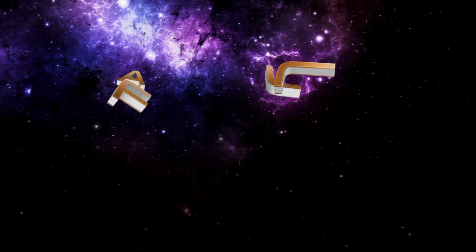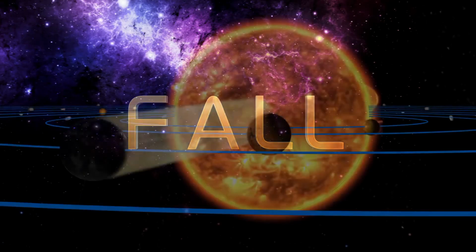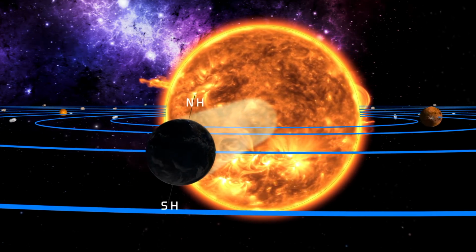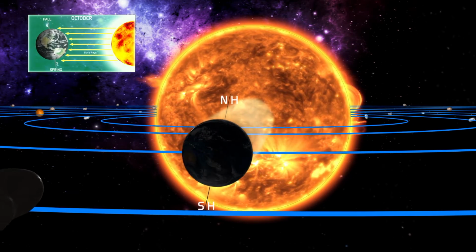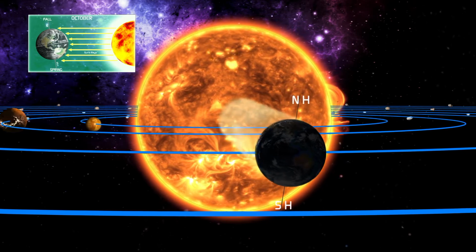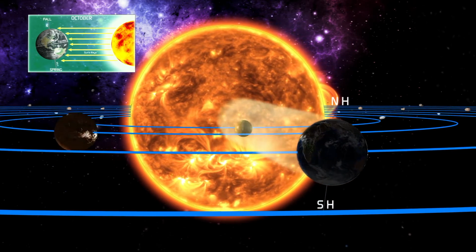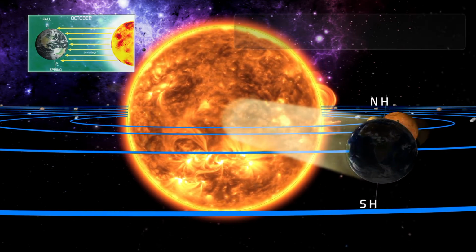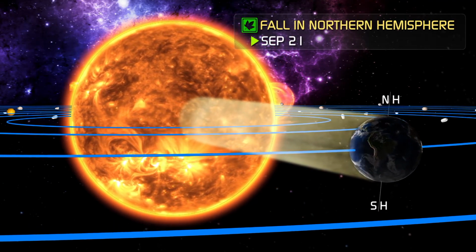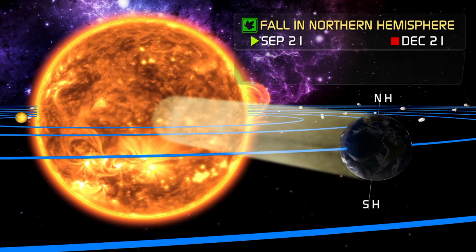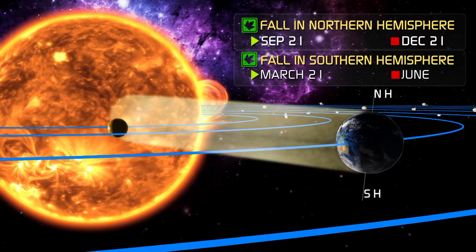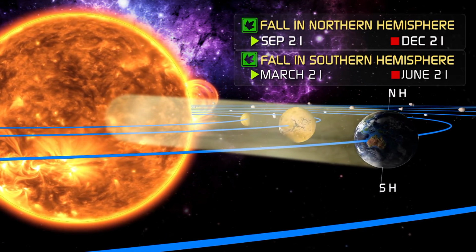Fall gives relief from the hot temperatures of summer. During the fall, the Earth is tilting farther away from the Sun than it does in the summer. You can see how the Sun is not shining as directly on the northern hemisphere in October and the southern hemisphere in April as it did in the summer. Fall in the northern hemisphere begins on September 21st and ends on December 21st. Fall in the southern hemisphere begins on March 21st and ends on June 21st.